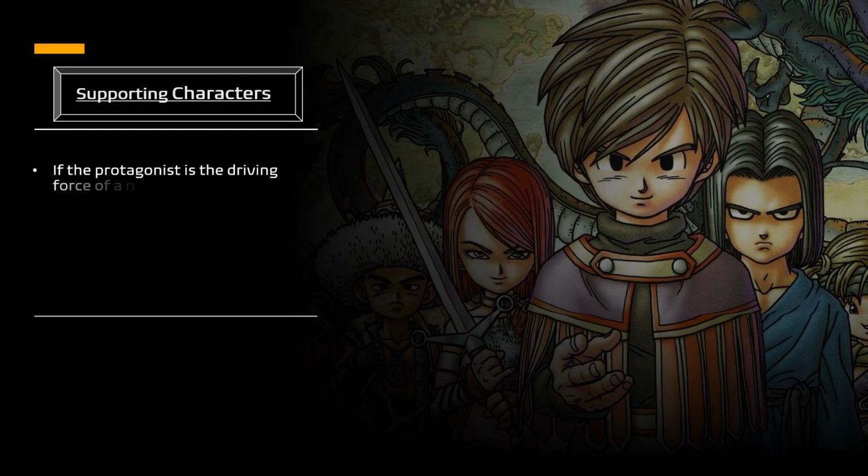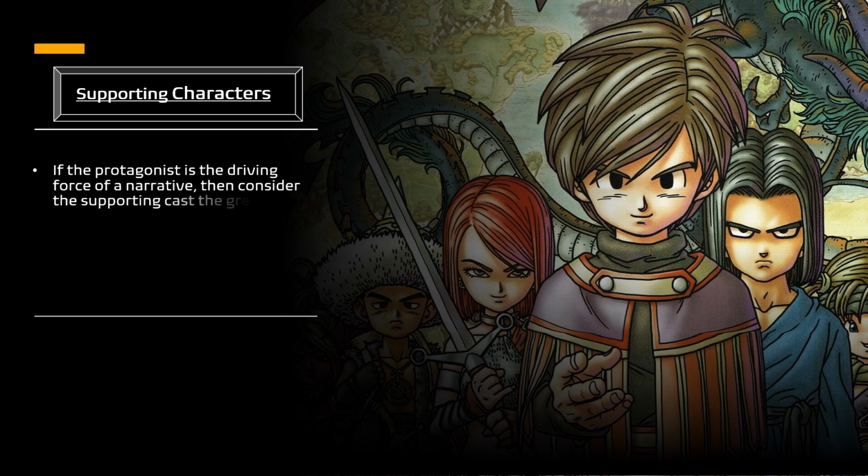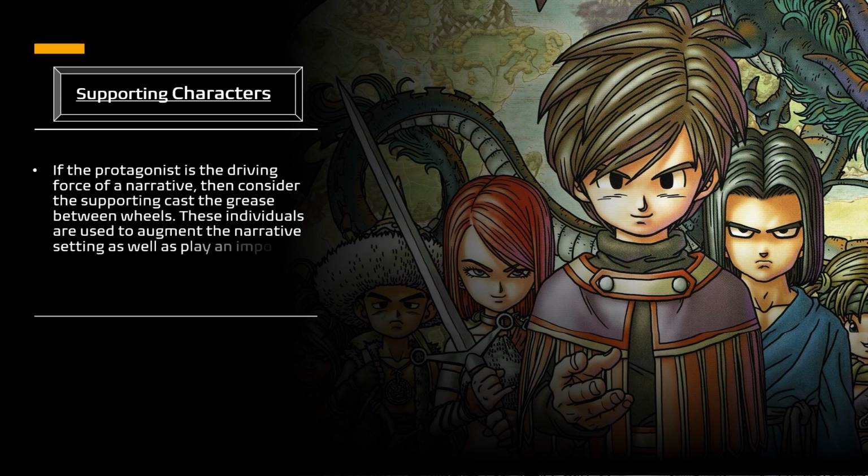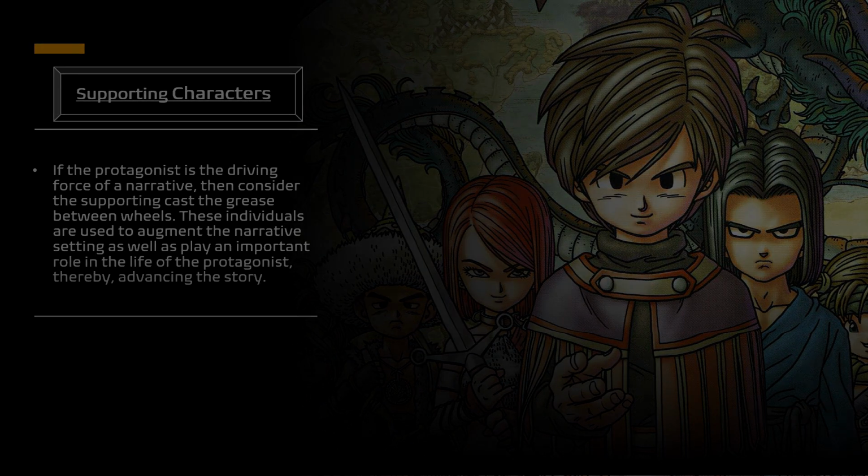If the protagonist is the driving force of a narrative, then consider the supporting cast the grease between the wheels. These individuals are used to augment the narrative setting as well as play an important role in the life of the protagonist, thereby advancing the story.